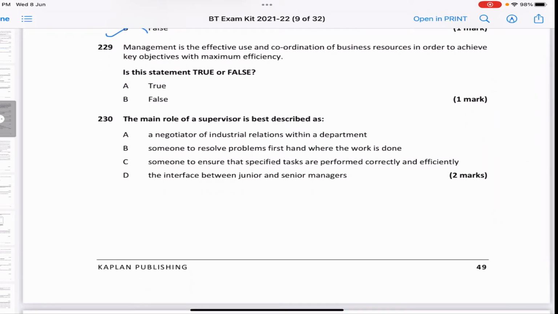Management is the effective use and coordination of business resources in order to achieve key objectives with maximum efficiency. That is true, because this is the definition of management.